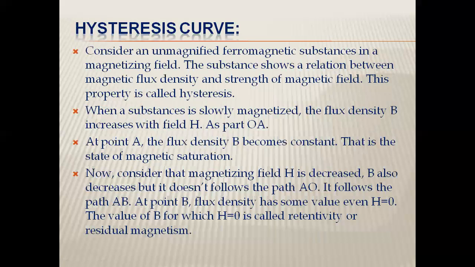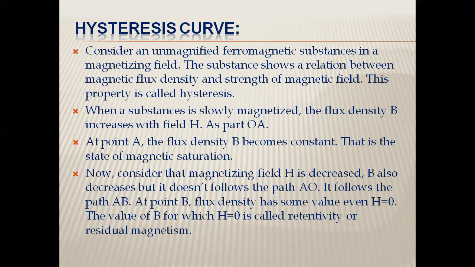Coming to the hysteresis curve, consider an unmagnetized ferromagnetic substance which is placed in a magnetic field. The substance shows a relation between magnetic flux density and the strength of the magnetic field applied. This property is called hysteresis. How the material gets magnetized depending upon the applied magnetic field can be explained using the hysteresis curve.